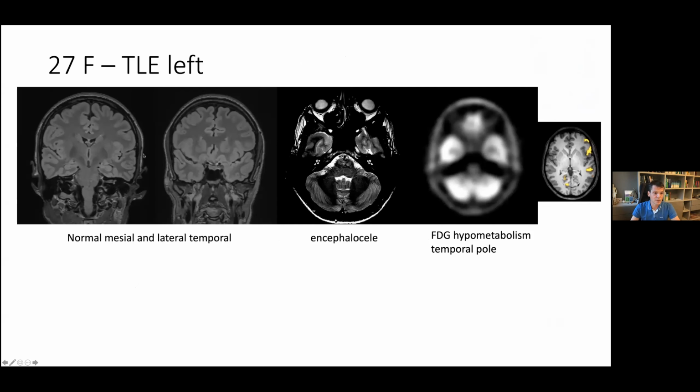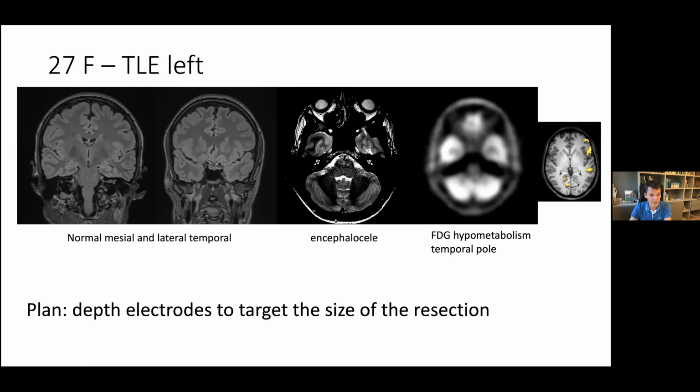Here is the MRI. There was a normal mesial and lateral temporal lobe. She had a small temporal encephalocele, as you can see here. The FDG-PET showed hypometabolism here on the left. Sorry, but I don't have the color-coded images. And of course, the speech was on the left side. She also had a post-ictal aphasia. So the plan was to do depth electrodes to target the site of the resection in this case.